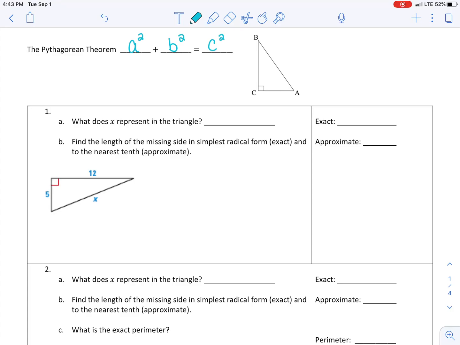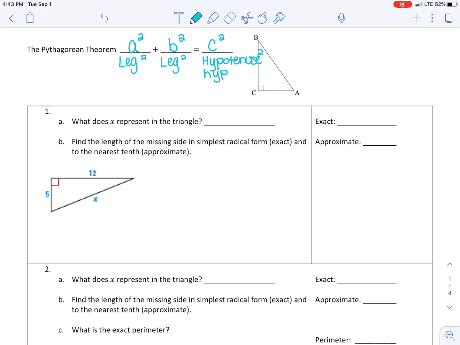Okay, so what this is really saying is we're talking about a leg of our triangle squared plus the other leg of our triangle squared. And that's going to equal the hypotenuse squared. Okay, and sometimes we abbreviate hypotenuse HYP just for future reference.